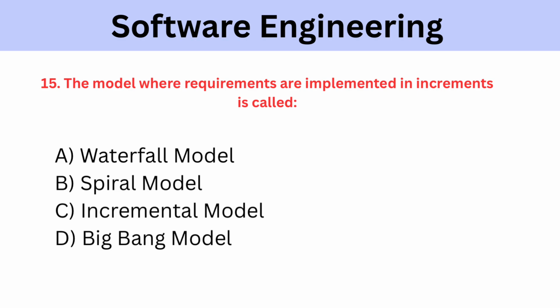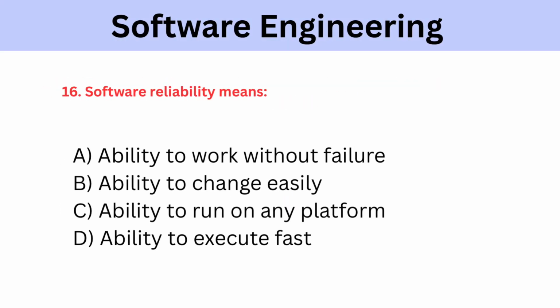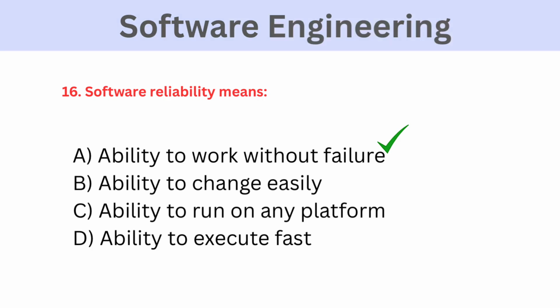A. Waterfall model. B. Spiral model. C. Incremental model. D. Big Bang model. The correct answer is option C. Incremental model. 16. Software reliability means A. Ability to work without failure. B. Ability to change easily. C. Ability to run on any platform. D. Ability to execute fast. The correct answer is option A. Ability to work without failure.